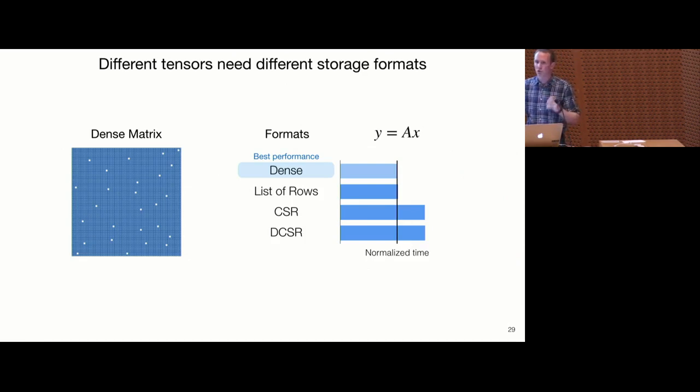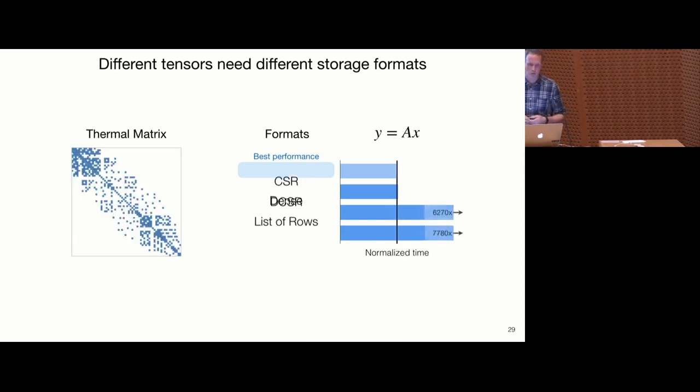You can't just compose binary expressions, but you also can't just use a single format. Different formats work well for different data. So if you have a dense matrix and you want to compute a matrix vector multiplication, you want to store that matrix in a dense format, which is not so surprising, to get the best performance. If the matrix is a thermal matrix that has this structure, then you want a CSR matrix.